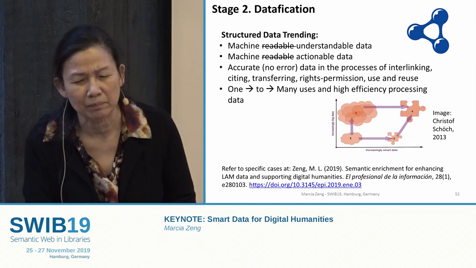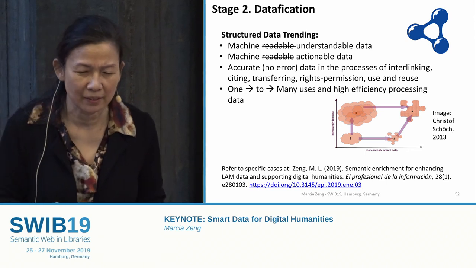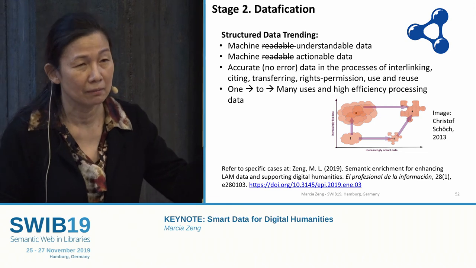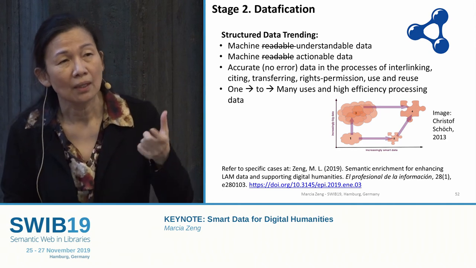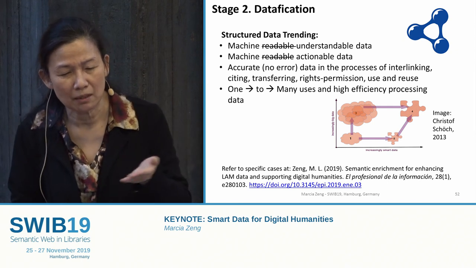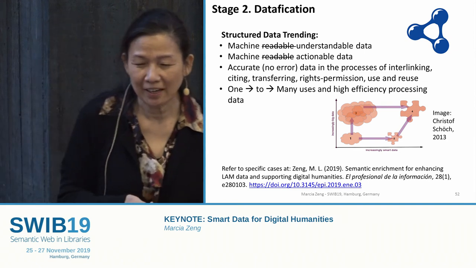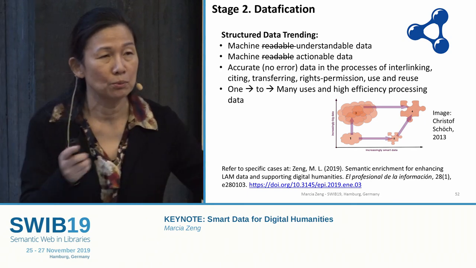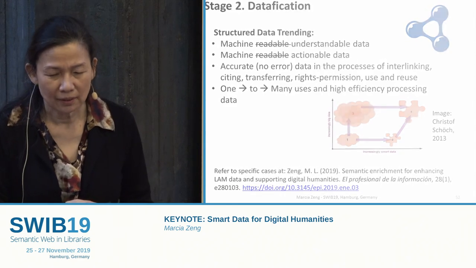What's the next step? The next step is datafication, to make machine readable data, like our MARC data, readable, but it's not machine understandable or processable. So the semantic web brings us this step to make machine understandable data, machine actionable data. That's Karen's words, right? And accurate data and trustable data, and one for many usages, not just staying there. So that's the second step.